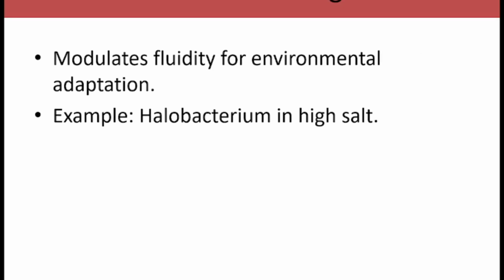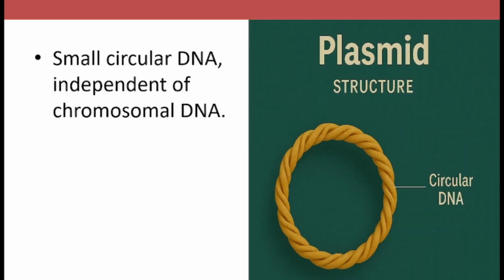So the cell membrane's ecological role is that it helps bacteria modulate their fluidity for environmental adaptation. That is, because of their cell membrane, it's very possible for microorganisms to be flexible in any environment that they find themselves. An example is Halobacterium species, which survive in high salt or high salinity.